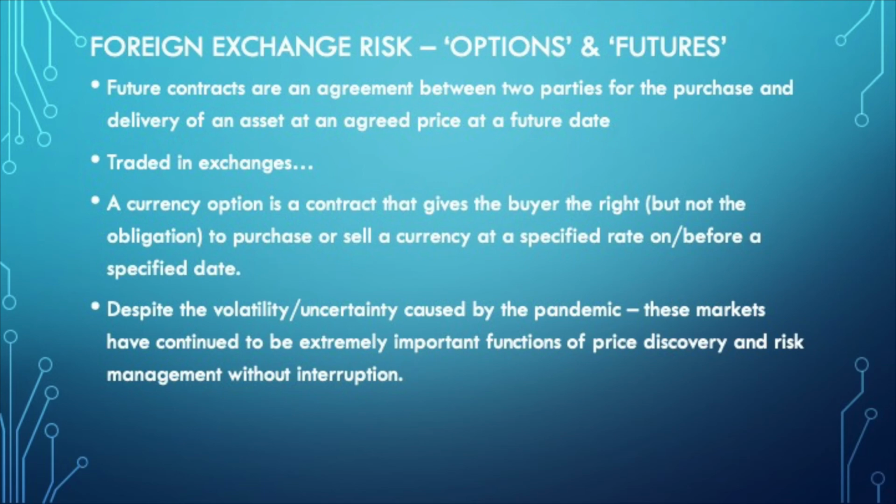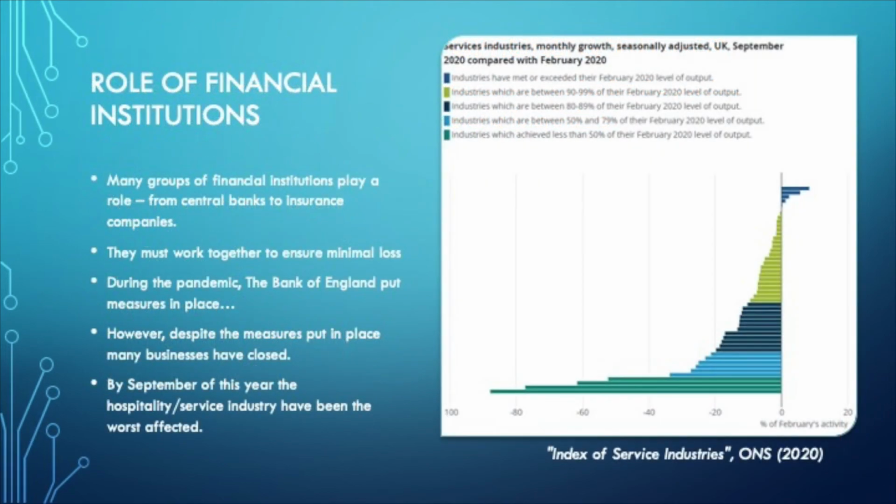Despite the uncertainty caused by the pandemic, these markets have continued to be extremely important functions of price discovery and risk management without interruption. There are many different financial institutions, from central banks to insurance companies, who protect businesses and individual customers against financial loss. These services are even more critical during the current pandemic. It is vital they work together to ensure minimal loss to their consumers.